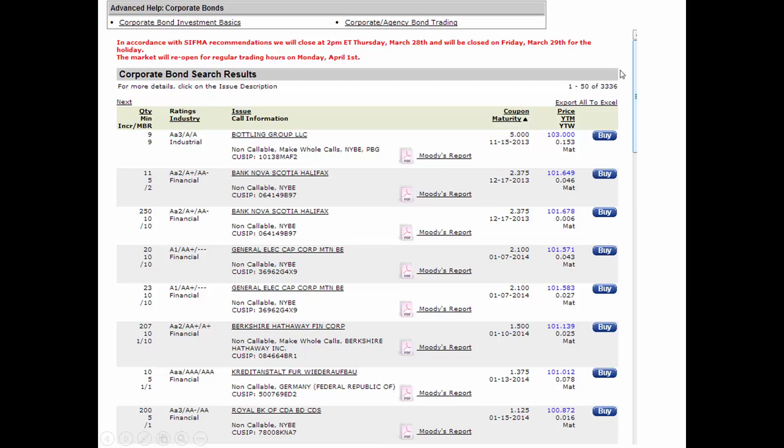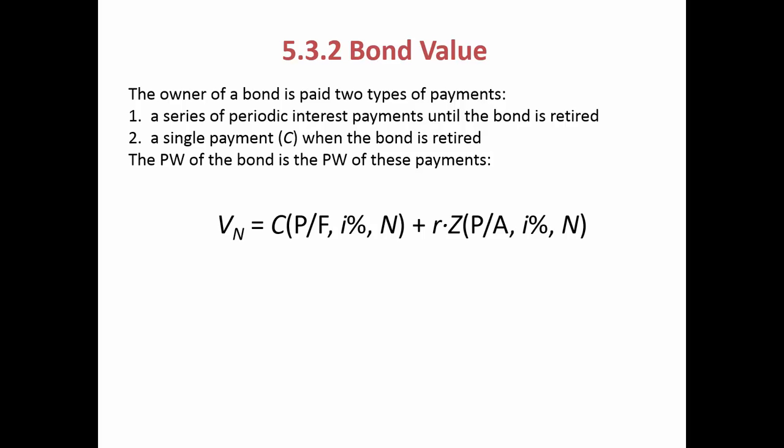But the price for it is 103 instead of 100. So what that means is that you're having to pay more than 100 to get something that has a face interest rate of 5%. And taking into account both that coupon rate and the price, you get something here that's called the yield to maturity. And that would be the yield that we're talking about in the previous formulas.